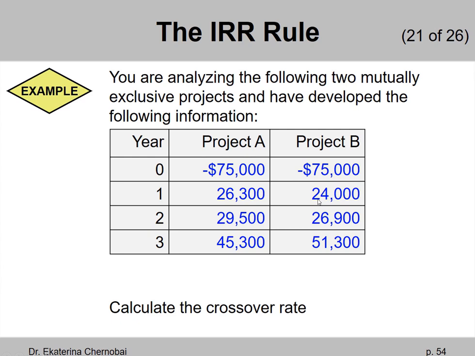For project B, the required initial investment is the same, $75,000 in year 0, and the profits in the next 3 years will be $24,000, $26,900, and $51,300. Calculate the crossover rate.